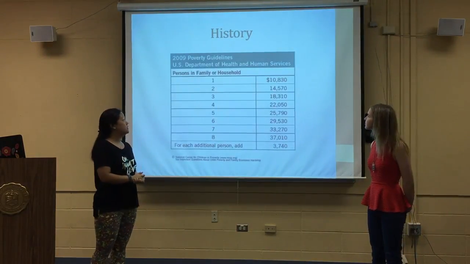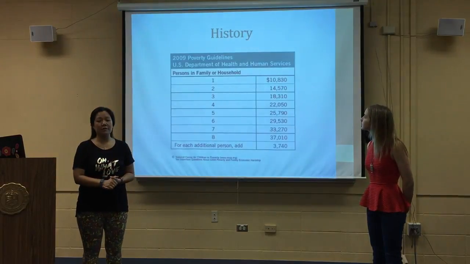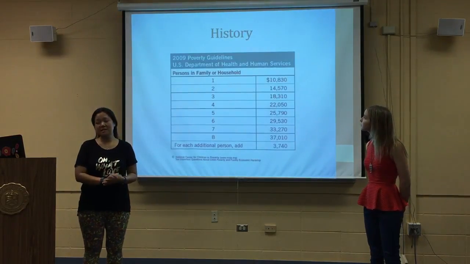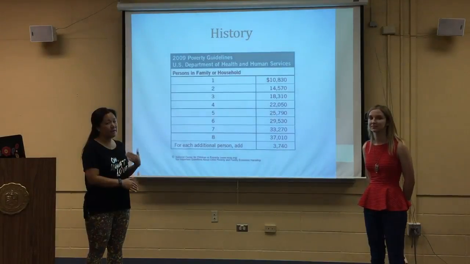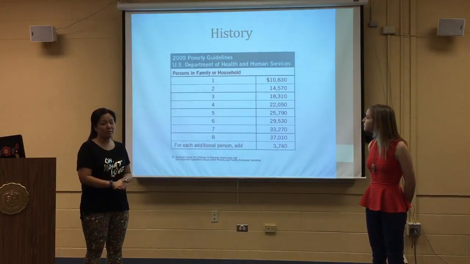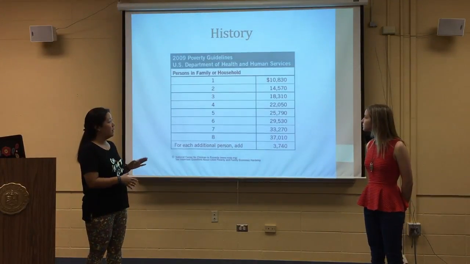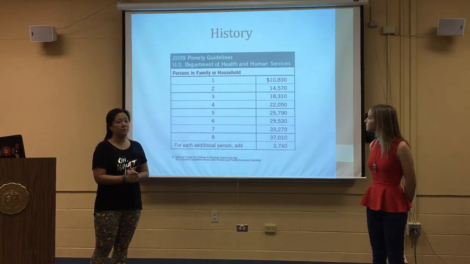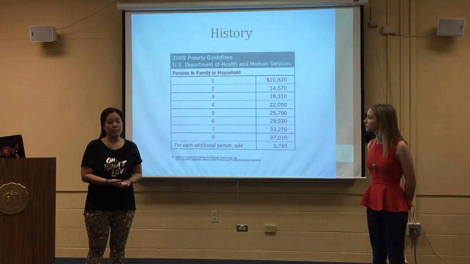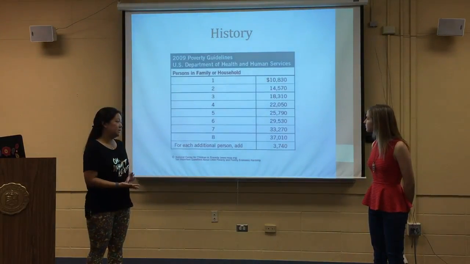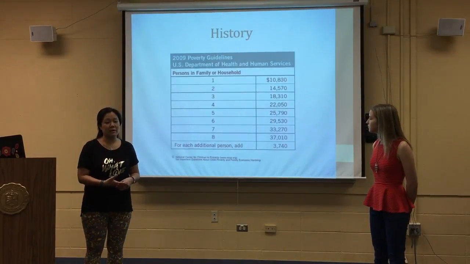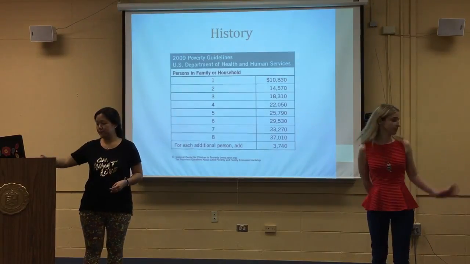This first chart shows you a little bit of the history of the federal poverty guidelines. The persons in family column indicates how many members were in the household, and the amount on the right shows you the lowest or minimum amount of money they had to earn as a family in order to be considered in the low income bracket.